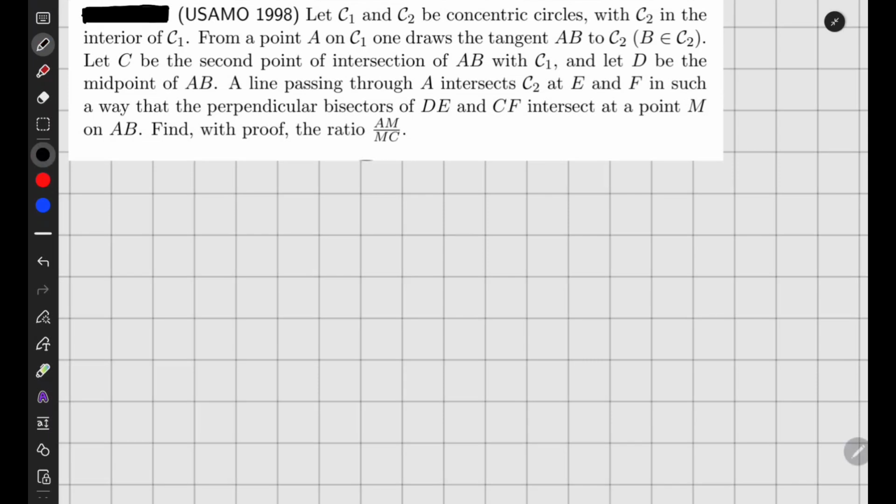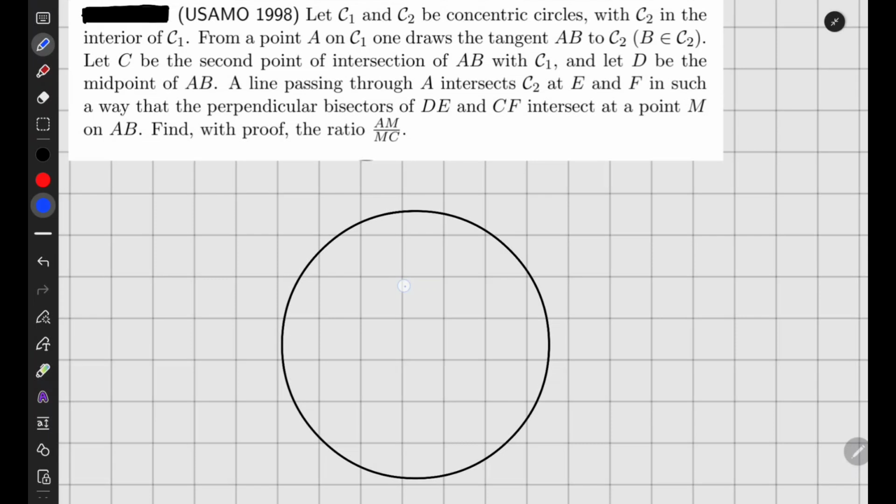Let C1 and C2 be concentric circles. So suppose I am drawing the circles here. Suppose it is C1, and C2 is in the interior of C1. So it is going to be C1 and it is C2, and both are concentric. Concentric means both have the same center, right?